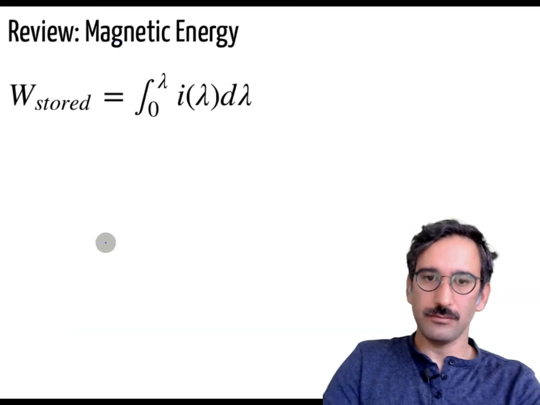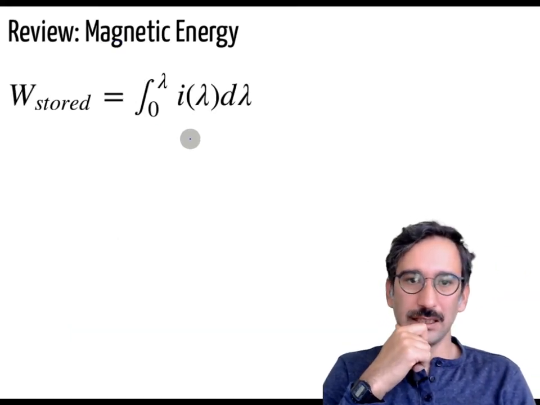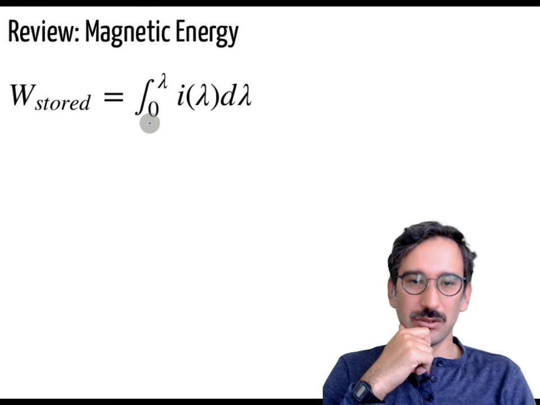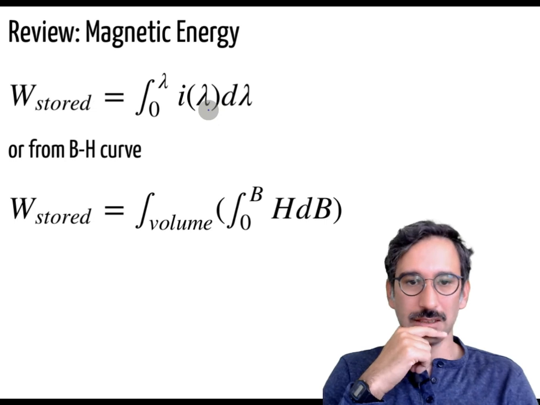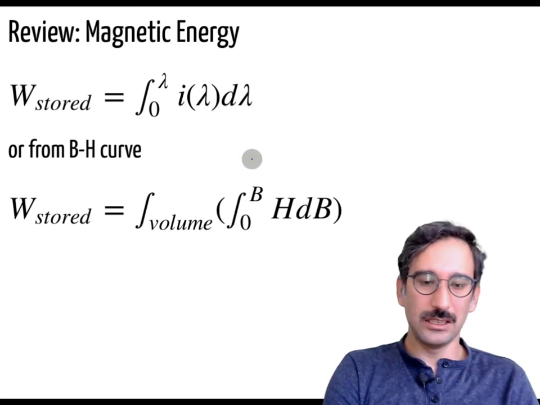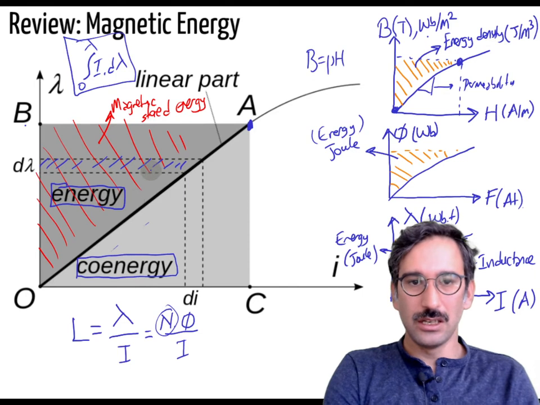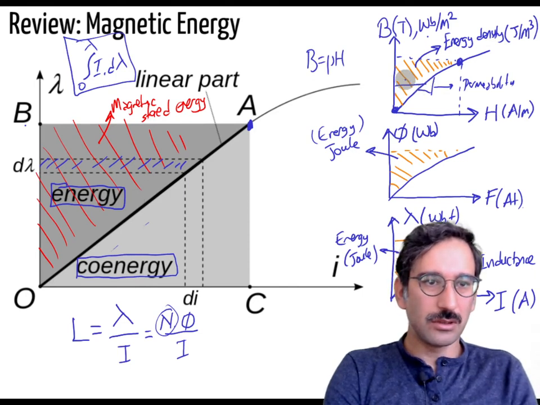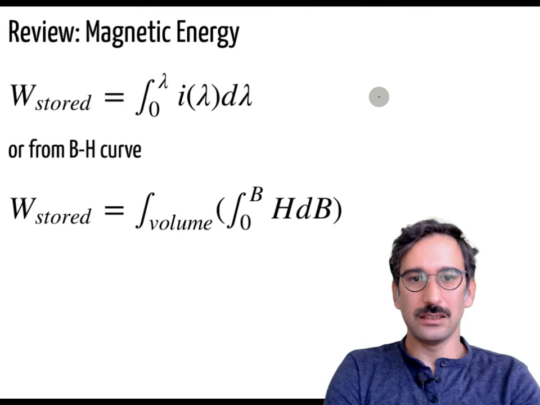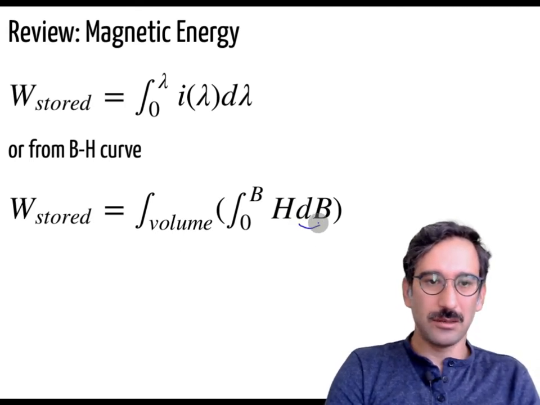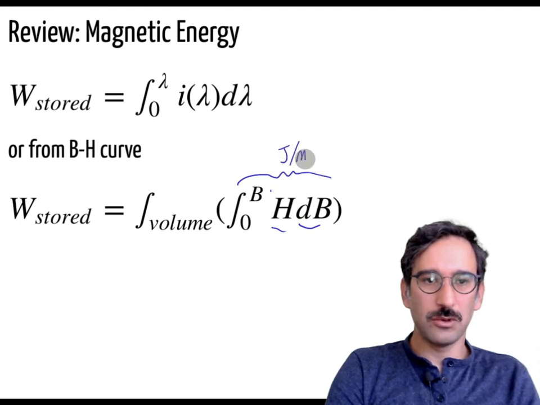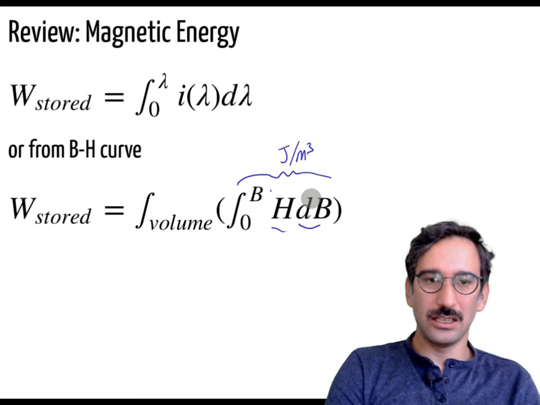So you can again write here the same thing. The stored energy is, from 0 to your flux linkage, the integral of current, or again from the BH curve, if you go to here, you can integrate those areas, and those tiny areas are dB, and that is where that equation is coming from. The first integral gives you joules per meter cube, the energy density.